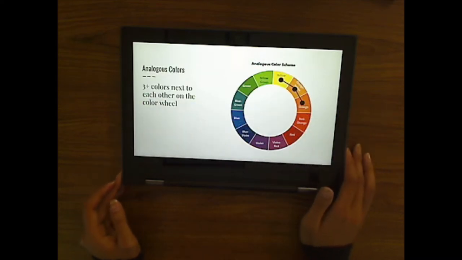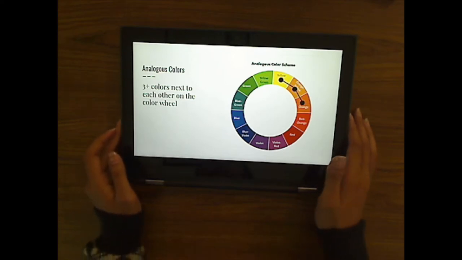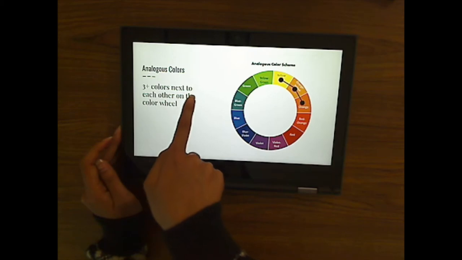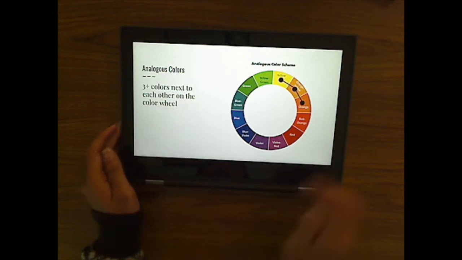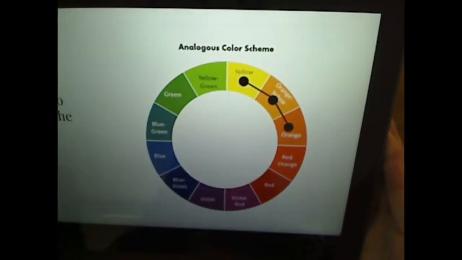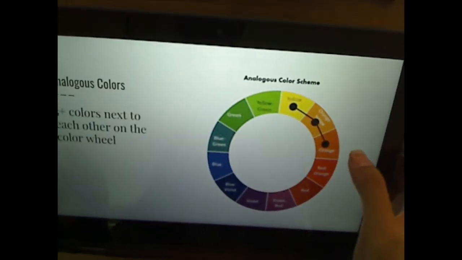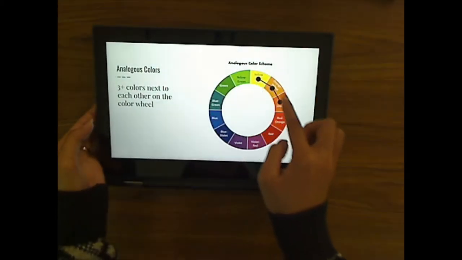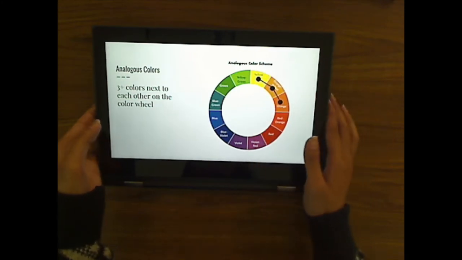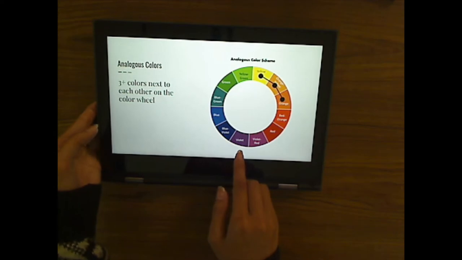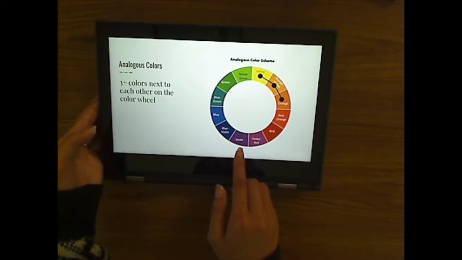We then talked about analogous colors. Analogous colors are three or more colors next to each other on the color wheel. So for example, yellow, yellow-orange, and orange are analogous because they are right next to each other. If I said violet, what are two other colors that are analogous to violet? There are several options here.